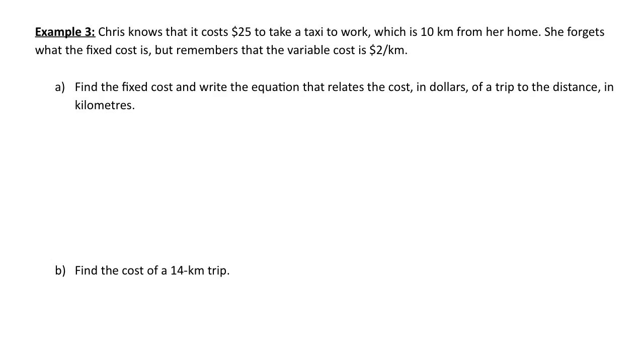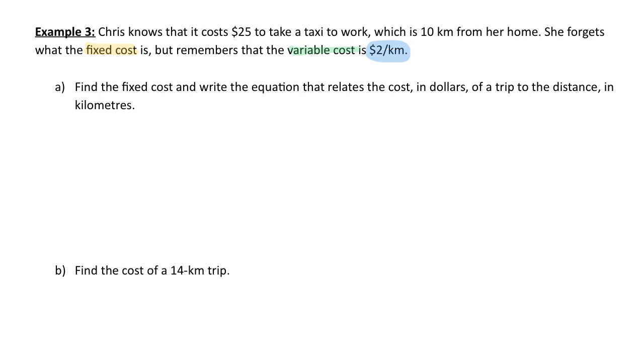Just in case you've forgotten, anytime you see the term fixed cost, that's just another way of referring to your y-intercept. Similarly, anytime you see the term variable cost, that is just another way of referring to your slope or your rate of change. Remember, rate of change is just the slope with units, and this is a question that has units. And for our variable cost, the units are dollars per kilometer.